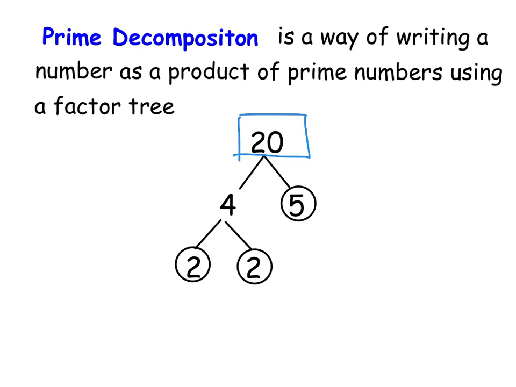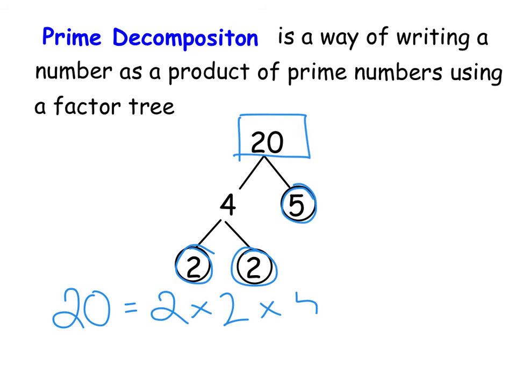That 5 is now a prime number, so we circle it. But 4 isn't prime, so you split up the 4 again. 4 is 2 times 2, which are then prime numbers. And then that's you done. And then what you do at the end is you write 20 equals, and you put all the circles into order. So that is 2 times 2 times 5. That is 20 written as a product of prime numbers. And if you want to check, 2 times 2 is 4, 4 times 5 is 20.